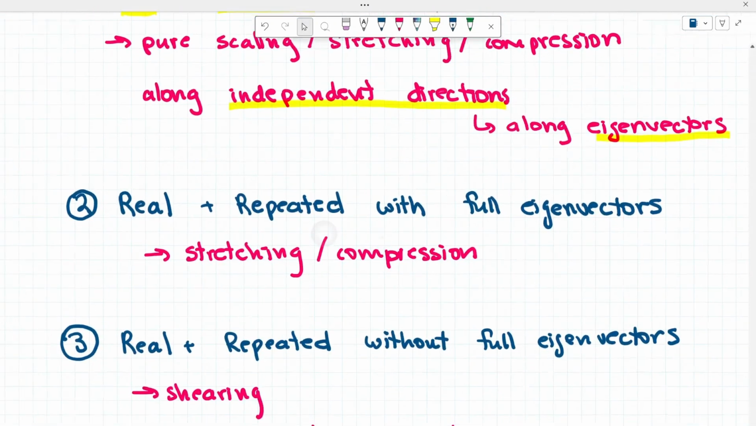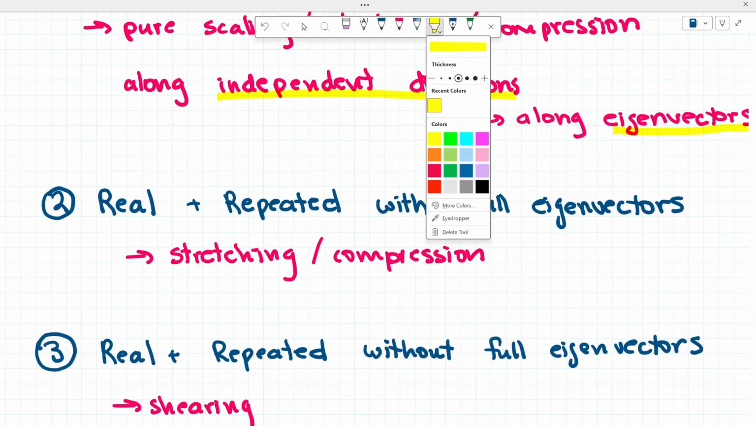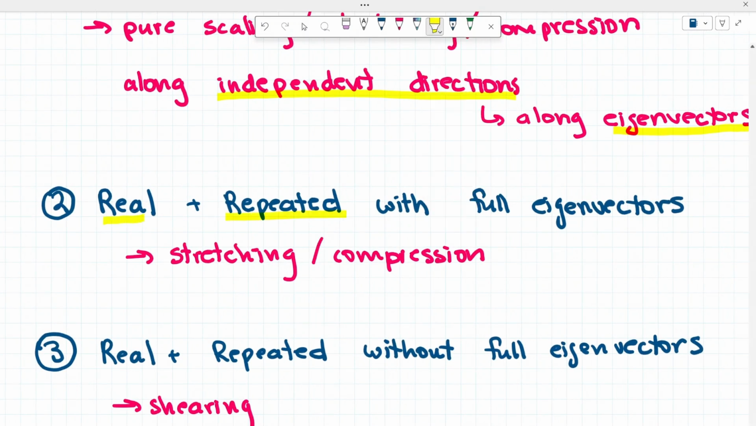Okay, so let's look at another case. What if we have real and repeated eigenvalues? So that means they're still real, but we have more than one. And in this case, what if we still have full eigenvectors? Well, full eigenvectors means that the number of independent eigenvectors we have is equal to the dimension of our matrix. So that means that we have full rank.